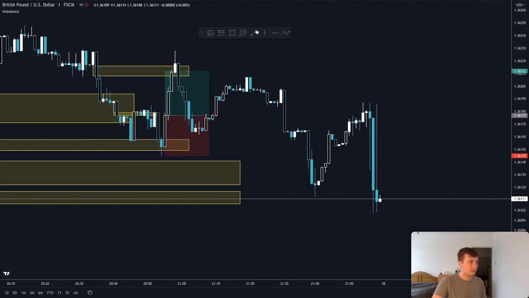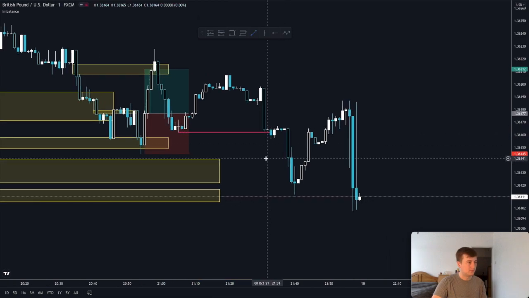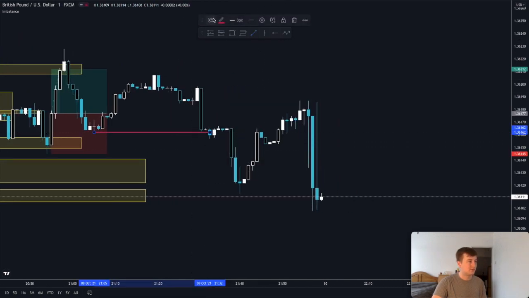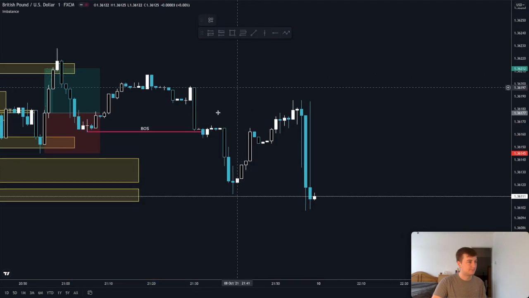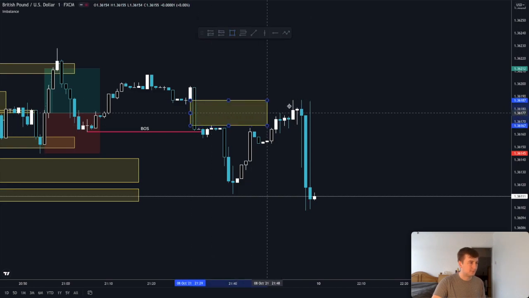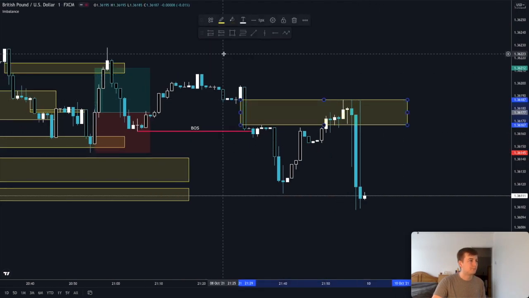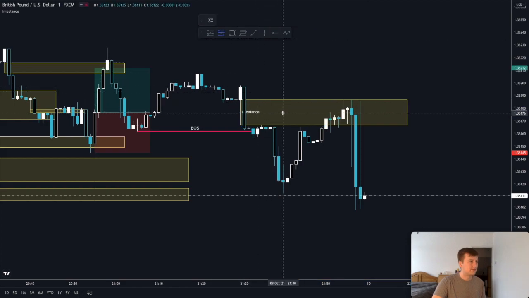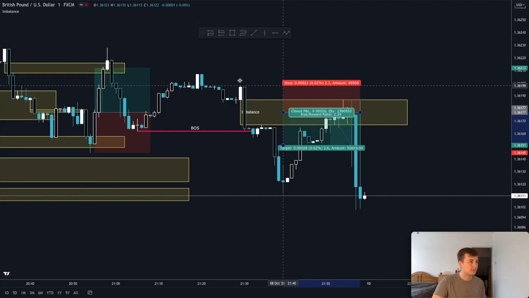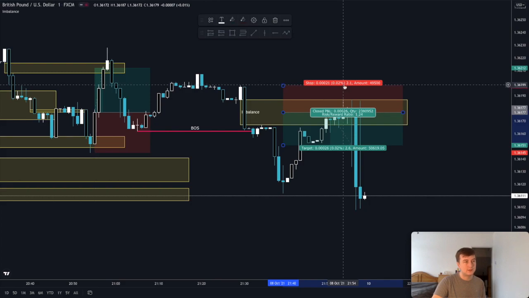So here, price created a low, given a break of structure, one break there, and then draw up our imbalance. Price comes to the imbalance, we enter at the 50% mark, stop loss at the high. You see how tight these stops are.